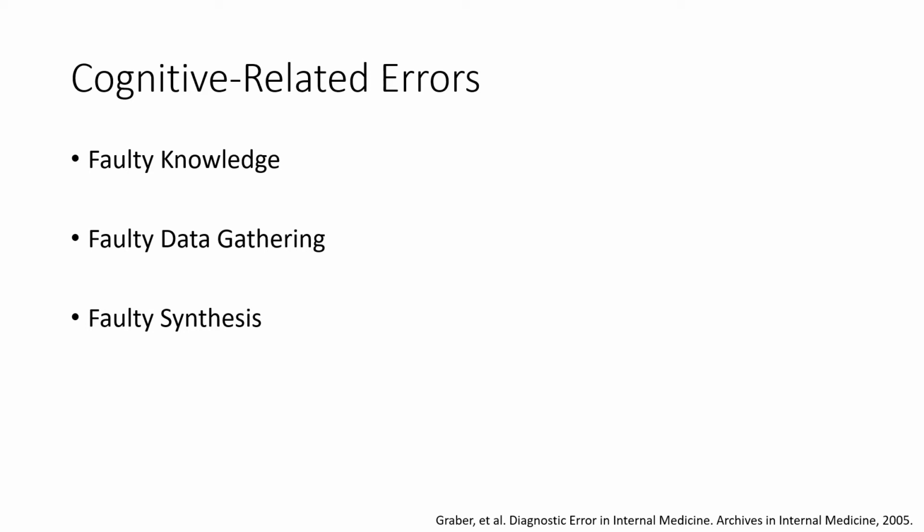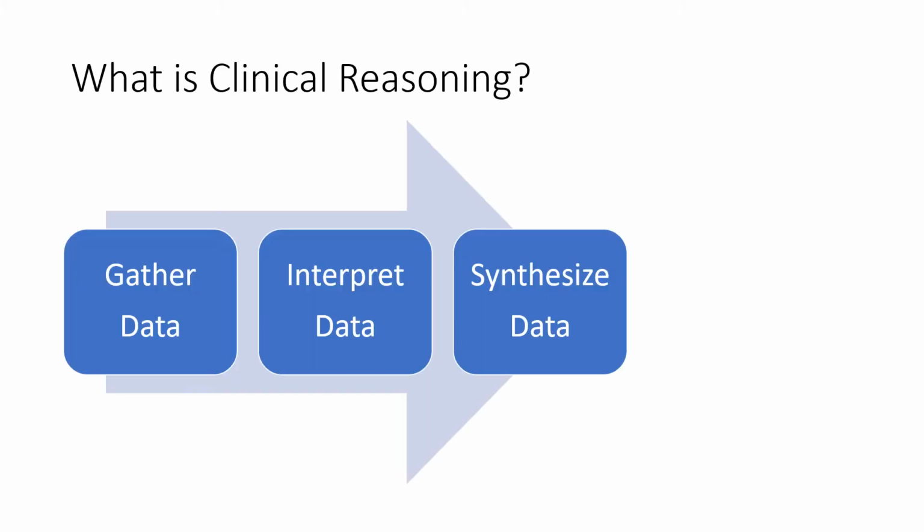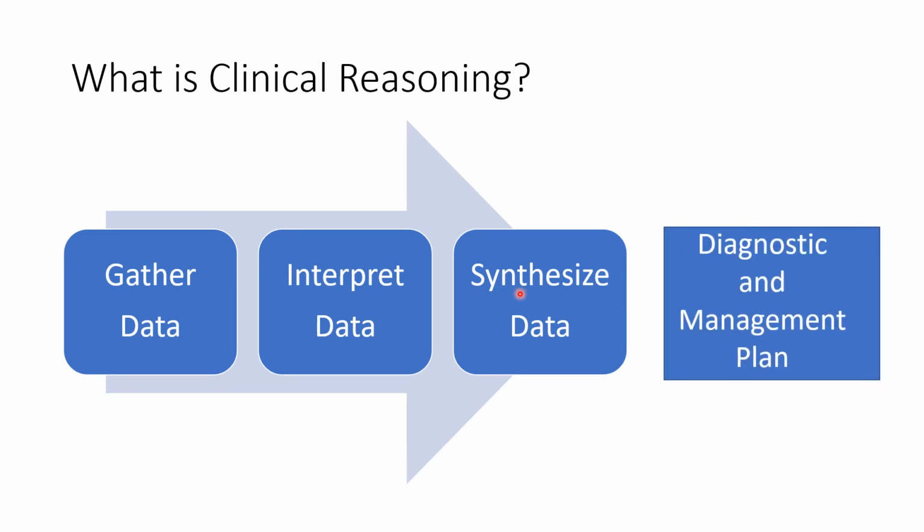Cognitive-related factors or errors, as we said, are related to faulty knowledge, faulty data gathering, and faulty synthesis. Together, these three things are fundamental to the process of clinical reasoning. So what exactly is clinical reasoning? Clinical reasoning is a process in which clinicians gather data, interpret data, and synthesize data to come up with a diagnostic and management plan.